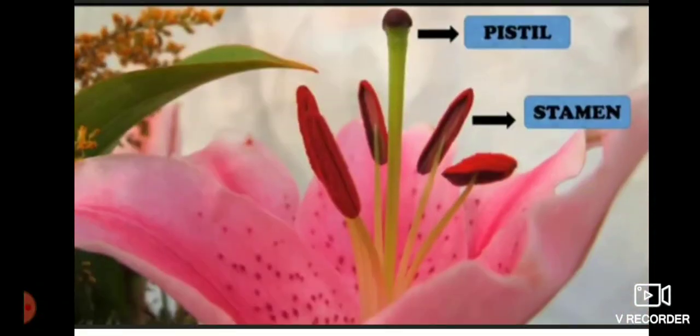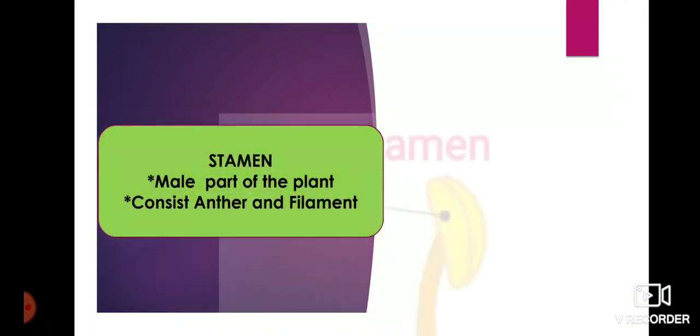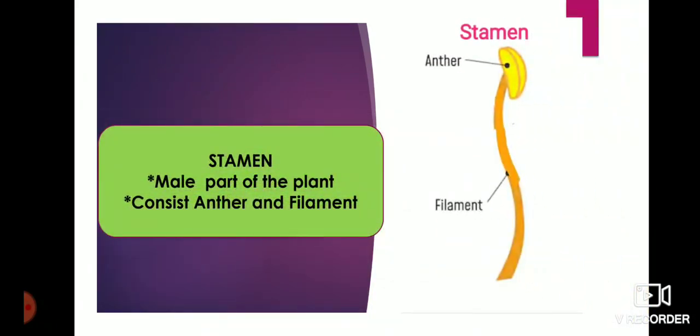Now we are moving to the inner part of a flower. Here we will see pistil and stamen, the reproductive parts of a flower. We can study in detail. Stamen. Stamen is the male part of the plant. It consists of anther and filament. Anther involves pollen grains. So, the male part of the plant is stamen. It consists of anther and filament.